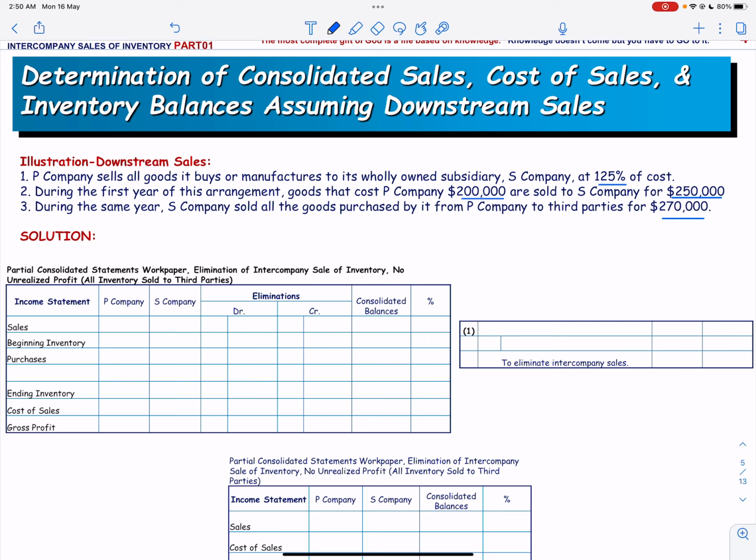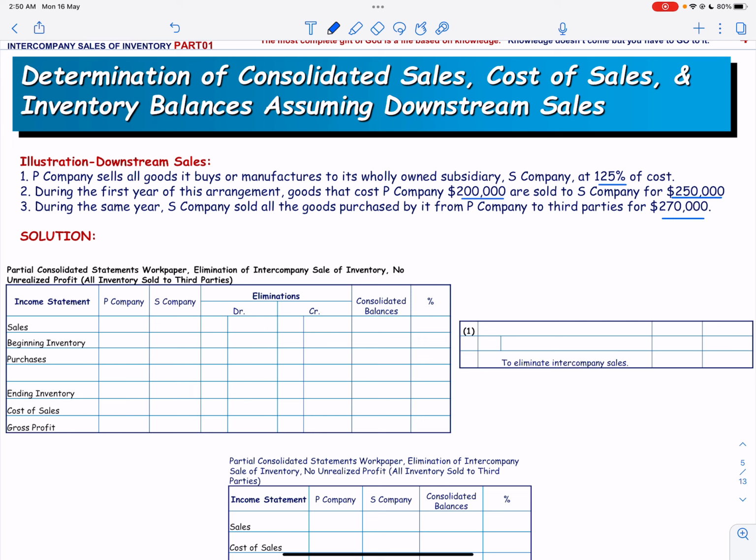So P company sells to S company for 250,000, that cost them 200,000. So the gross profit of P company is 50,000. S company sells to the third party for 270,000 and the cost for S company is 250,000. So the gross profit of S company is 20,000. Let us first pull the numbers in P company and S company income statement and the balance sheet.